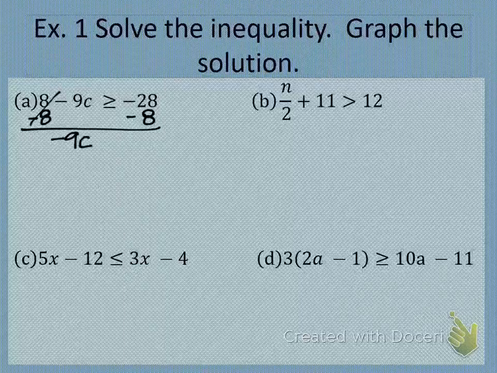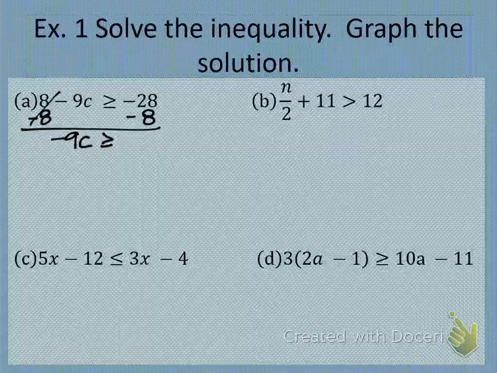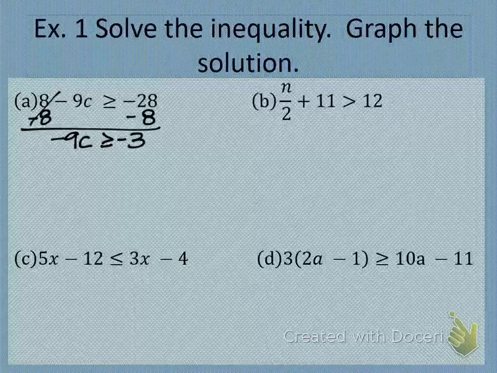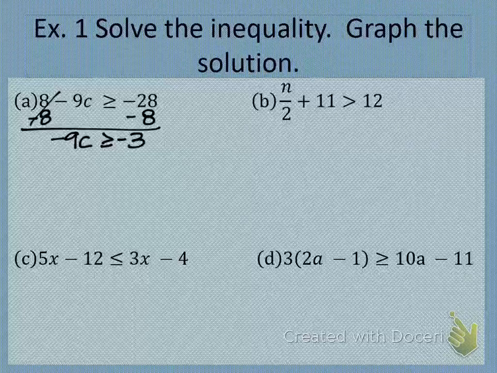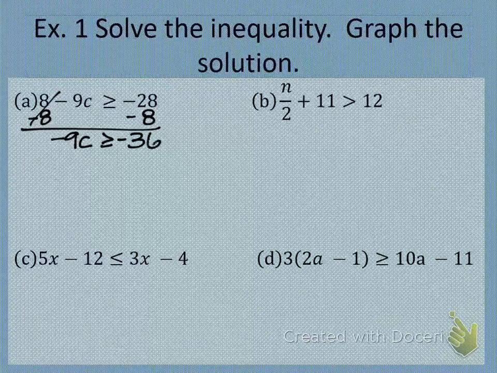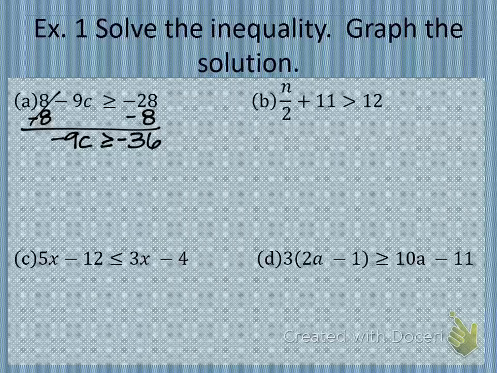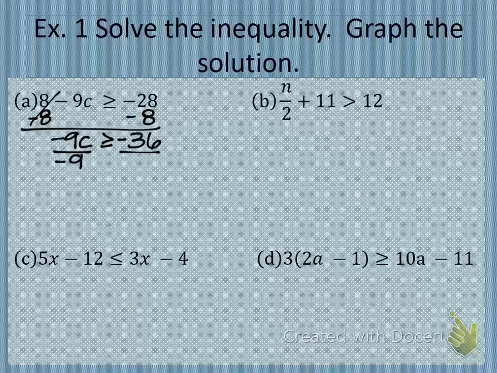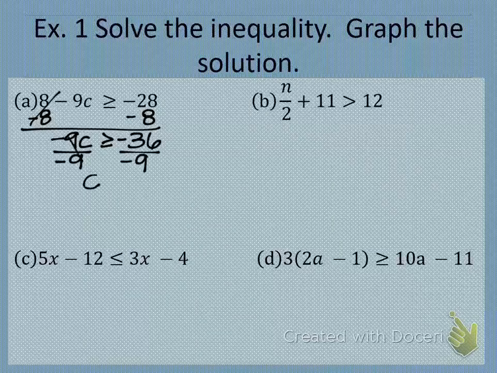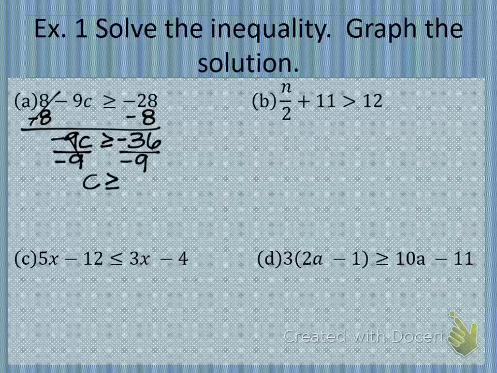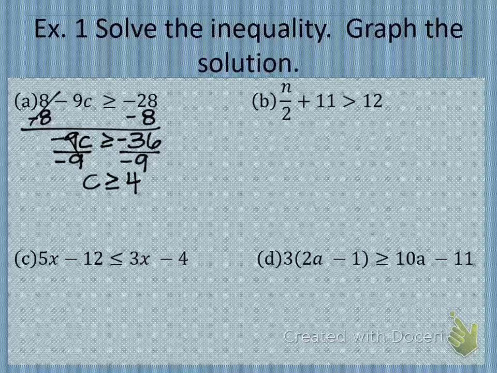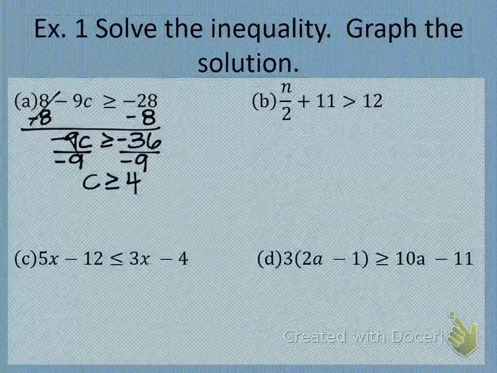So we bring down the negative 9c, and it's greater than or equal to... Hold on. I'm not there yet. What is negative 28 minus 8? Negative 36. All right. How do we solve for C? You have to divide by negative 9. Good. We have to finish. We have to divide both sides by negative 9. And so C is greater than or equal to 4. Now, before I box in my answer, what's the question I have to ask? Do I need to flip the sign?